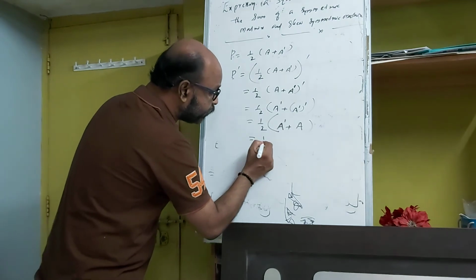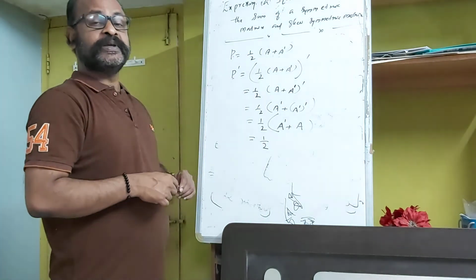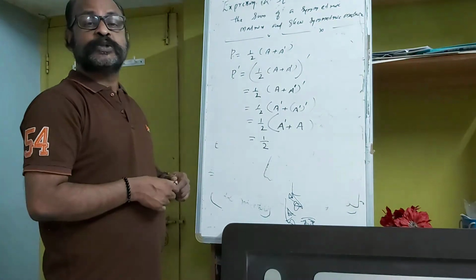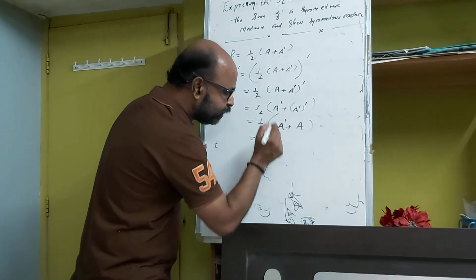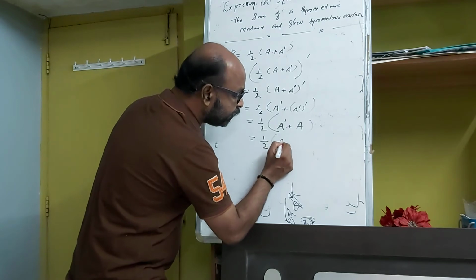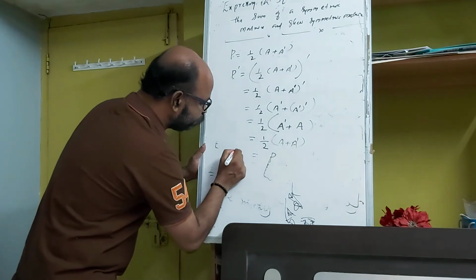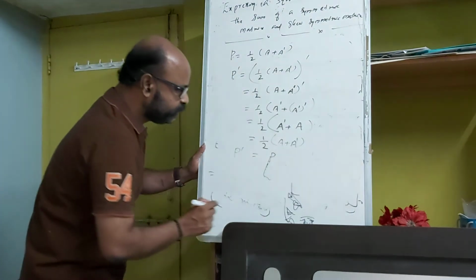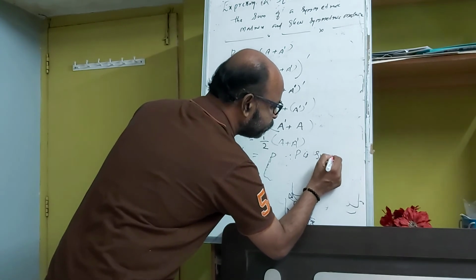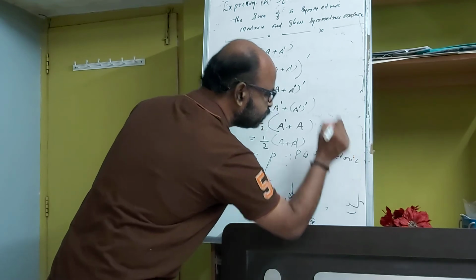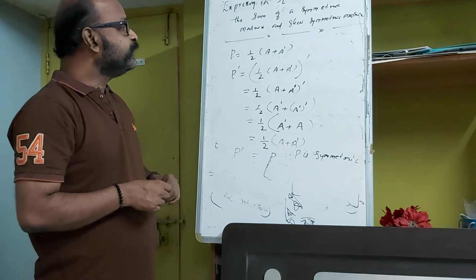And we know that matrix addition is commutative. The meaning is what? The sum A plus B can also be written as B plus A. In the same manner, the sum A transpose plus A can also be written as A plus A transpose. So this is nothing but P. So we are getting P transpose equal to P. Therefore, P is a symmetric matrix, or simply P is symmetric. Okay, so we verified P is symmetric.